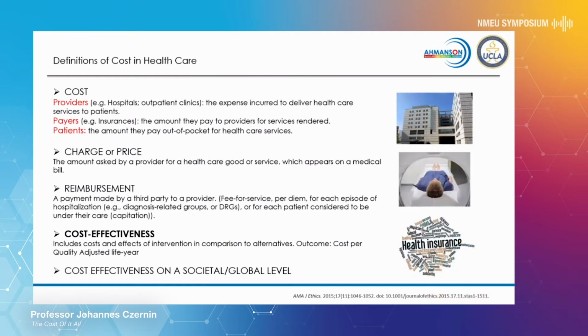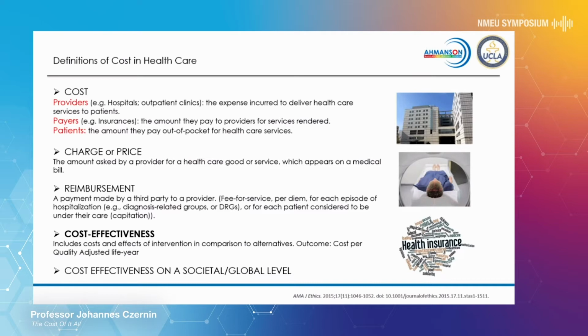So I want to start out with a few definitions to clarify the terms we're using, as cost has multiple and often ambiguous meanings. It means different things for providers, payers, and patients. For providers, such as hospitals, cost means expense incurred to deliver healthcare services. To payers or insurances, cost means the amount of money they pay to providers. And to patients, cost means out-of-pocket payments for healthcare services. Charge or price is, in essence, what providers charge for a health service. Yet charges are very different from reimbursement, which is the actual payment made by insurance to a provider. This is usually in the US a fraction of the charges.